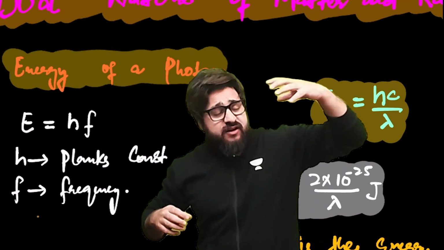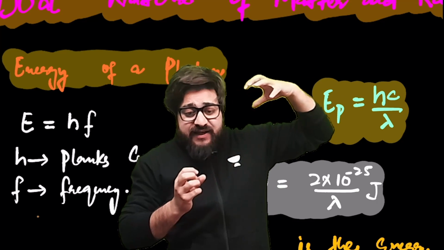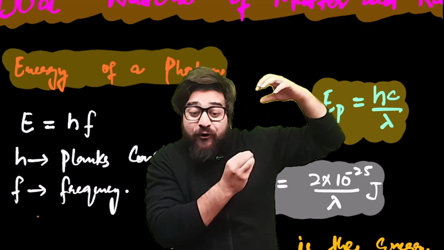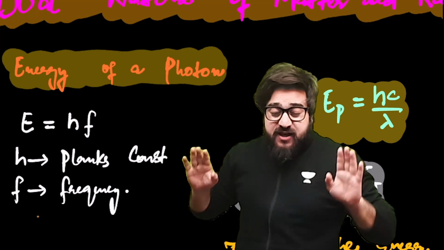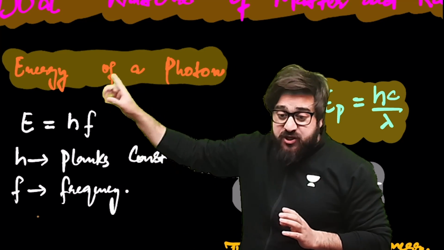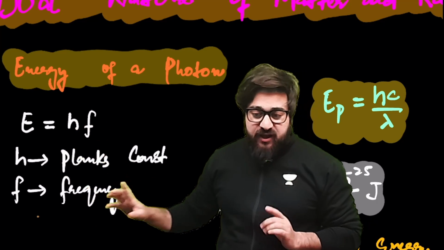If we have a light source over here, light is coming out from that source. We say these are the photons coming out, because light is made up of photons, and those photons have energy. Now the question is, what is the energy of a photon? We say hf. h is Planck's constant, f is frequency.